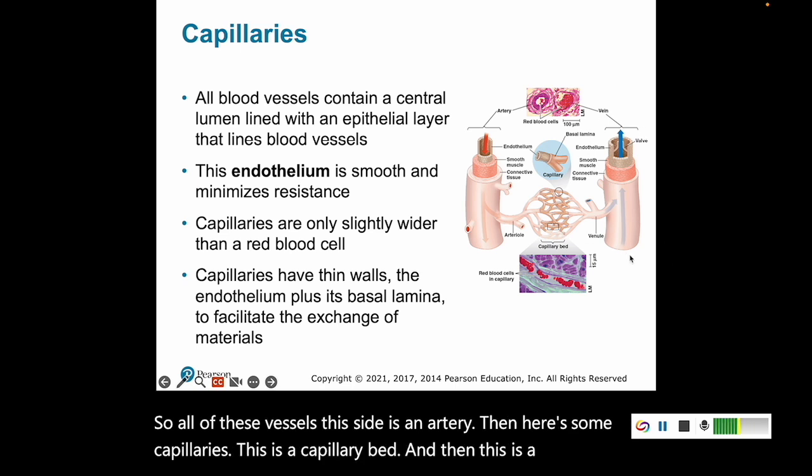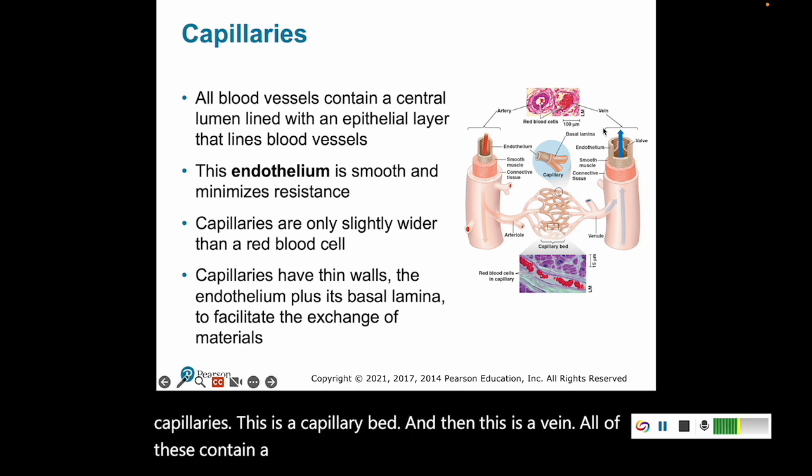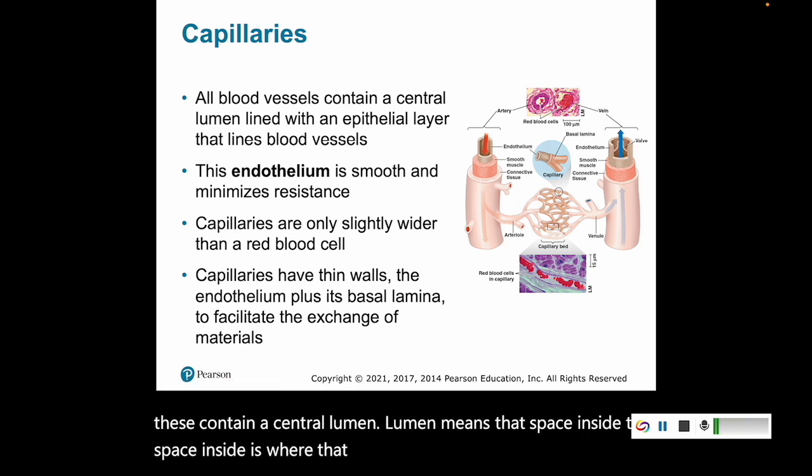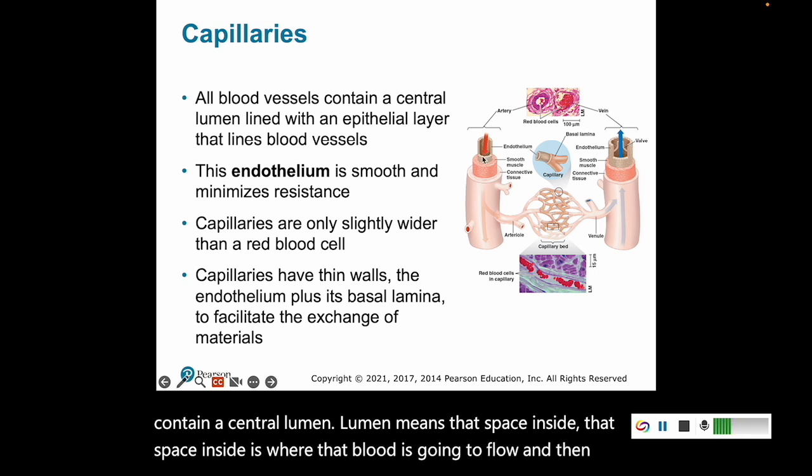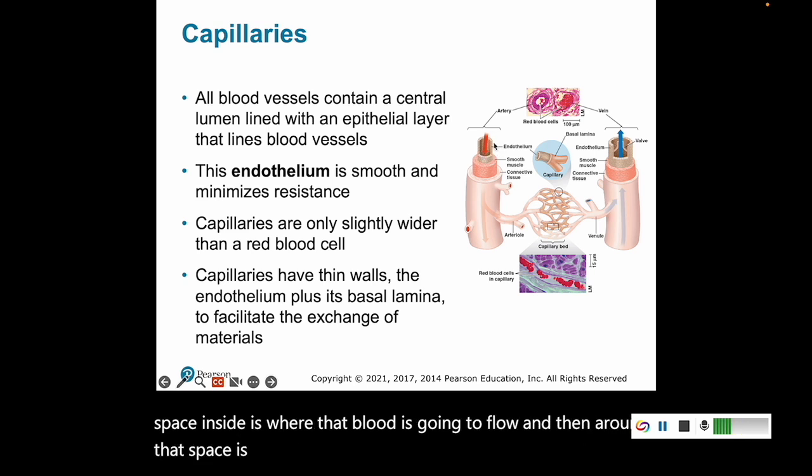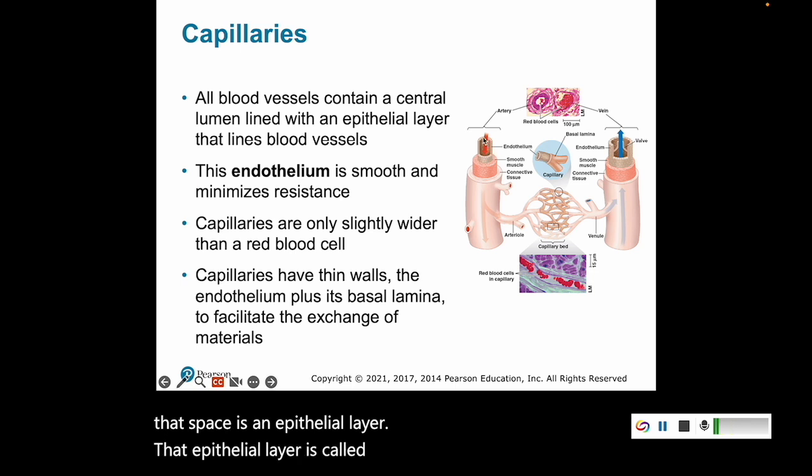All of these contain a central lumen. Lumen means that space inside. That space inside is where that blood is going to flow. And then around that space is an epithelial layer. That epithelial layer is called an endothelium. So that's made of epithelial cells.